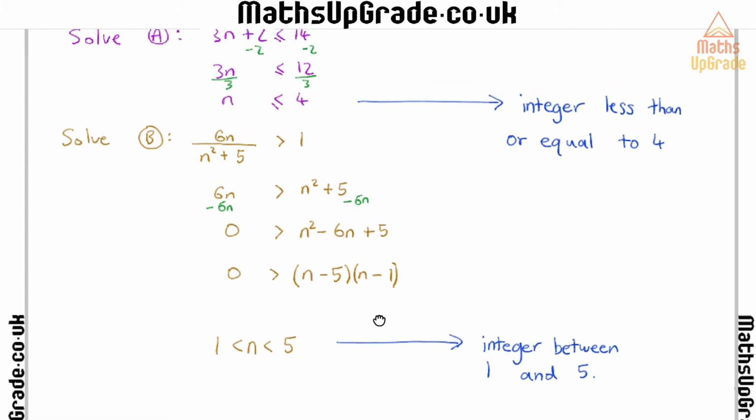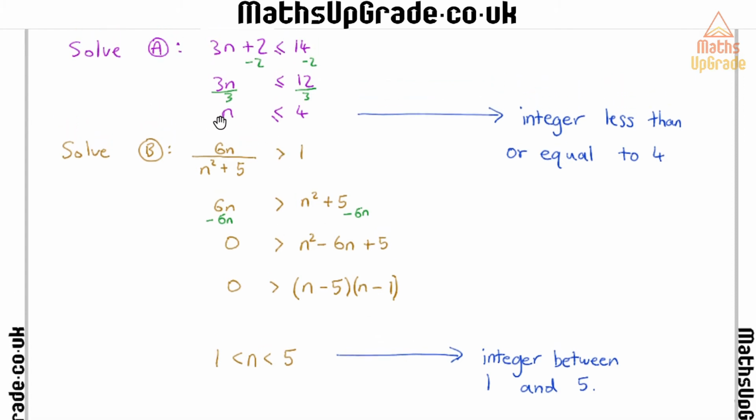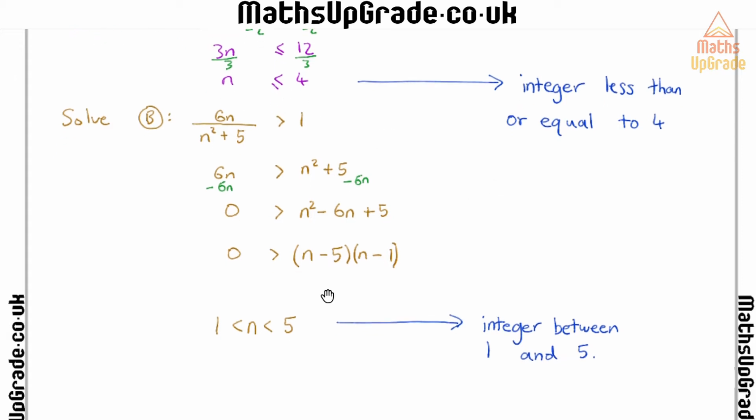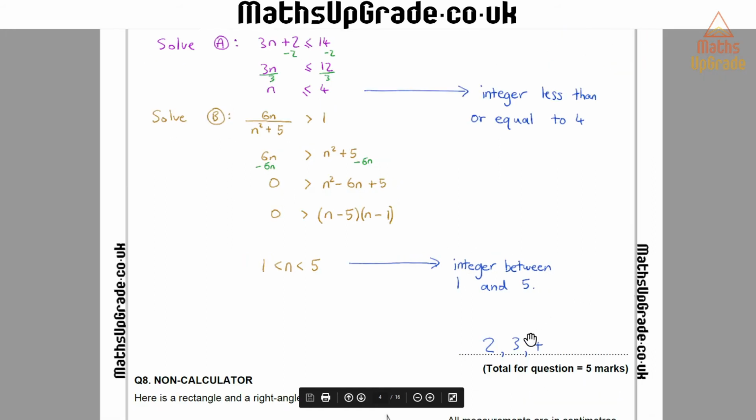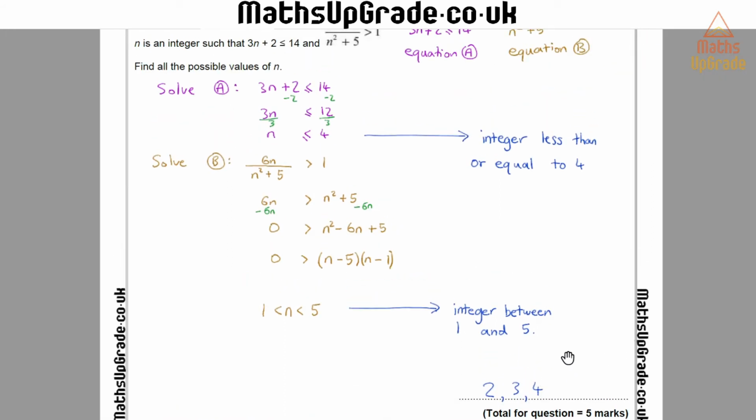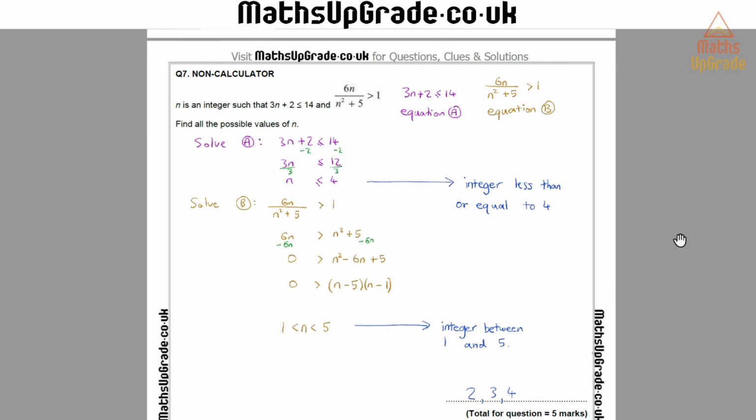So what this says is, the first solution here tells us that the integer has got to be less than or equal to 4, and this tells us the integer has got to be in between 1 and 5, not including 1 and 5. So this tells us it could be 2, 3, then 4, and this tells us it could be less than or equal to 4. So here are the whole numbers, the integers which meet both of these conditions. Okay, so that's 5 marks for that question.